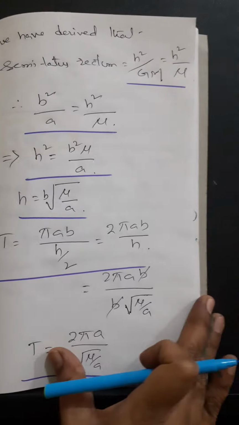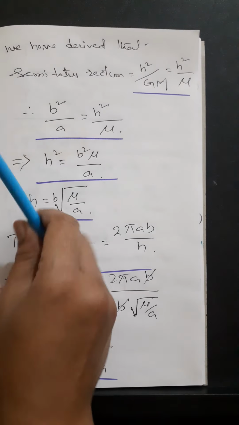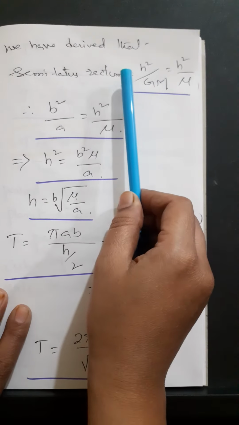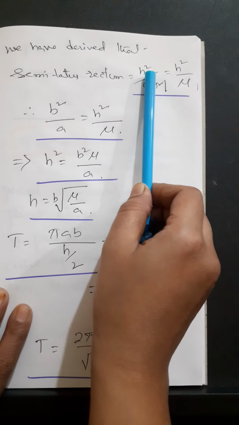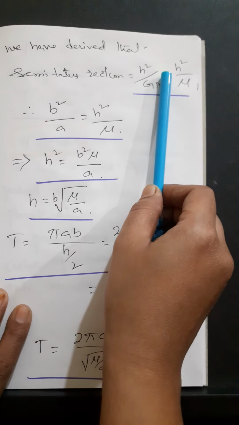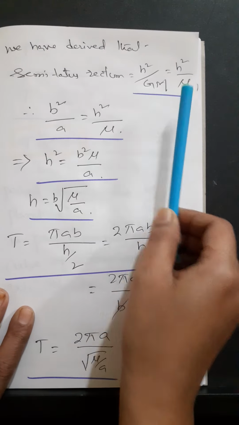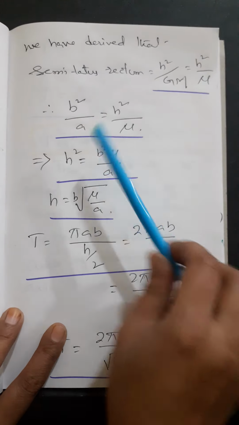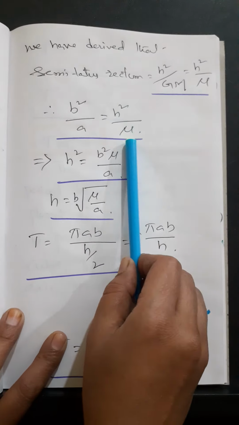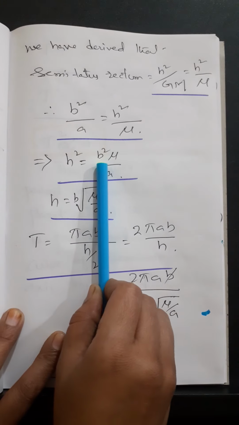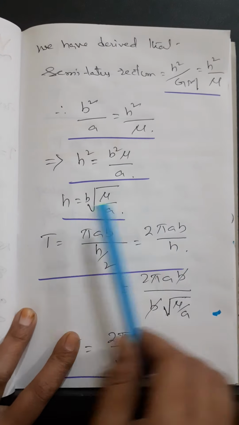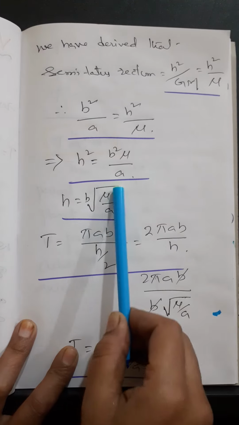We have derived that the semi-latus rectum b²/a can be written as h²/GM, and that is equal to h²/μ. I can write GM as μ. So b²/a is equal to h²/μ, and h² can be written as b²μ/a. So h is equal to b times the square root of μ/a.